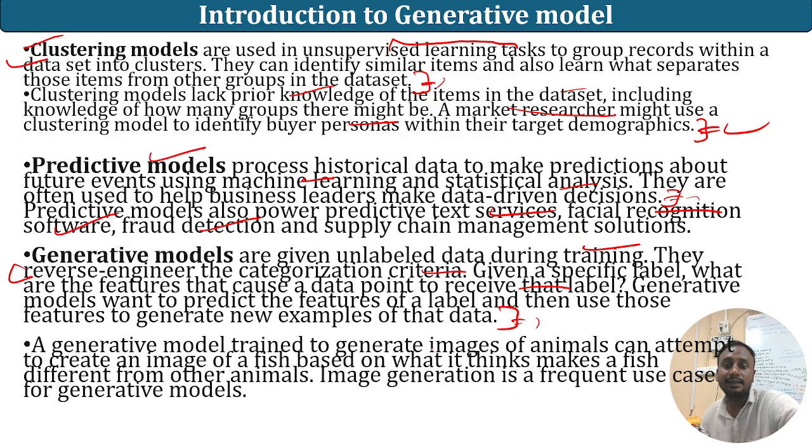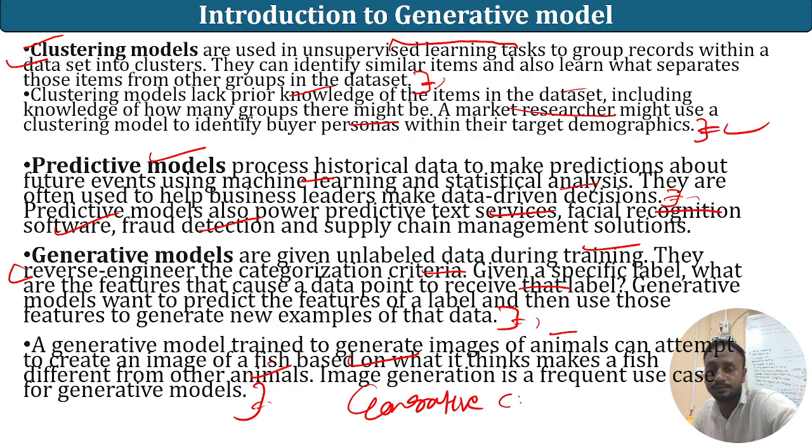So a generative model trained to generate images of animals can attempt to create an image of a fish based on what it thinks makes a fish different from other animals. So image generation is a frequent use for the generative model. So if you see any generative model, it will be an image generation study.